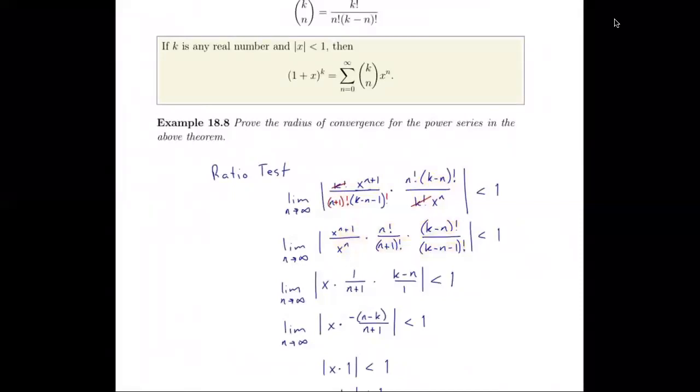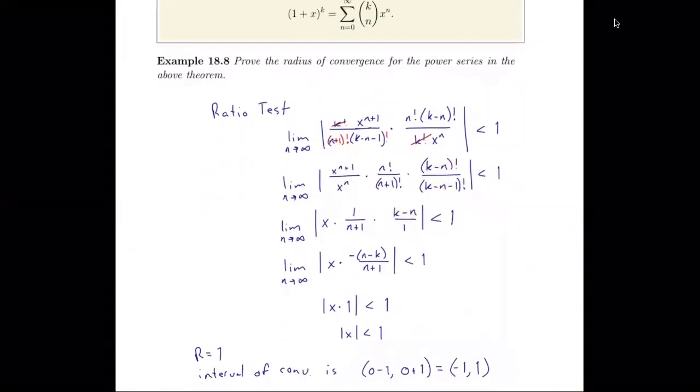Well, n factorial over n plus 1 factorial cancels to 1 over n plus 1. n plus 1 factorial contains all of n factorial plus that copy of n plus 1. Then k minus n factorial over k minus n minus 1 factorial. This one is a step down from the one above in factorials. So all the factorial terms cancel, and we're just left with k minus n. So this expression is k minus n over n plus 1. Our x terms cancel to x. All of this needs to be less than 1 after we take the limit. So let's see where we end up.